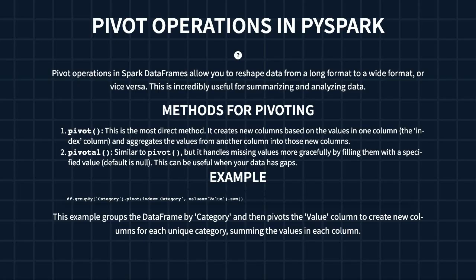Let's look at an example. This code groups the data by category and then uses pivot to create new columns for each category, summing up all the values associated with each one.